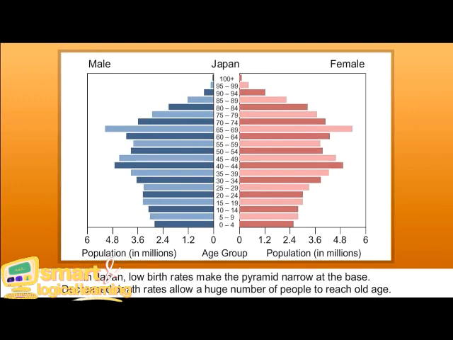In Japan, low birth rates make the pyramid narrow at the base. Decreased death rates allow a huge number of people to reach old age.